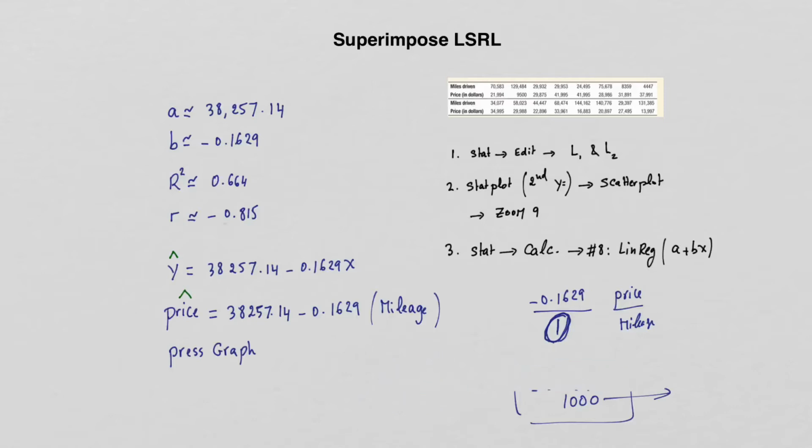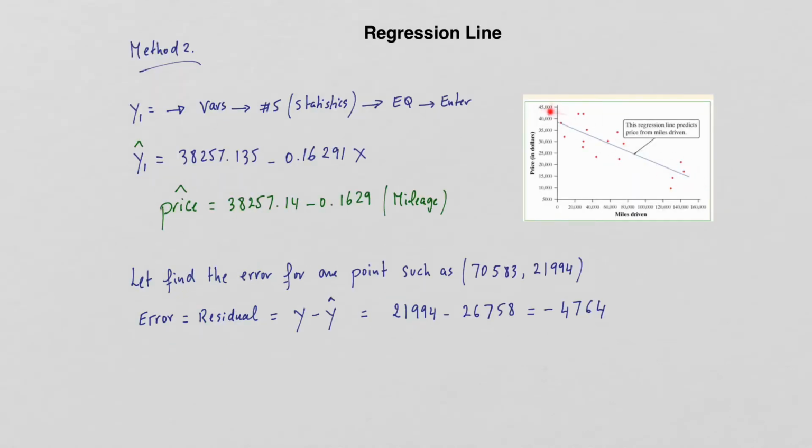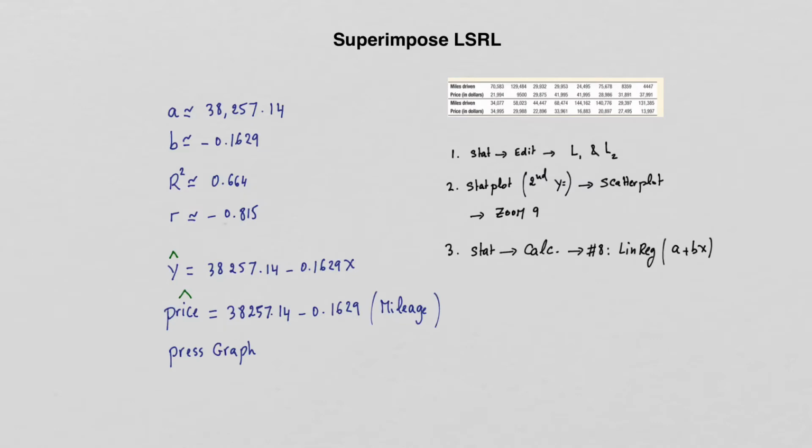And the y-intercept is easy. It's just the price, the expected price of a brand new car. Expected, not necessarily true. You could go to the dealership and they might quote 40,000 or 37,000, but based on this regression line, which we are going to superimpose in a minute, you're expected to pay $38,257.14 for a brand new car, the mileage is 0. Okay, so that is the y-intercept.